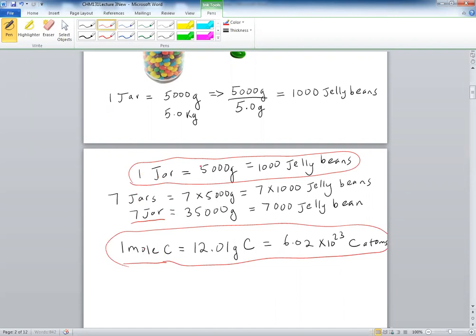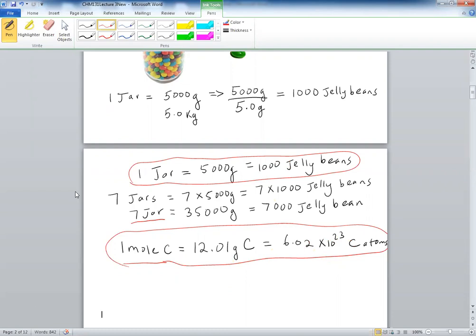We know that this jar weighs 5,000 grams. Here it weighs 12 grams. Again, the atoms are very small. 1,000 jelly beans, this is about 6.02 times 10 to the 23rd carbon atoms. So from now on, you don't have to count the carbon atoms because it's impossible. It would take us millions of years if we counted 1,000,000 atoms every second. What you can do now is simply count by weighing.